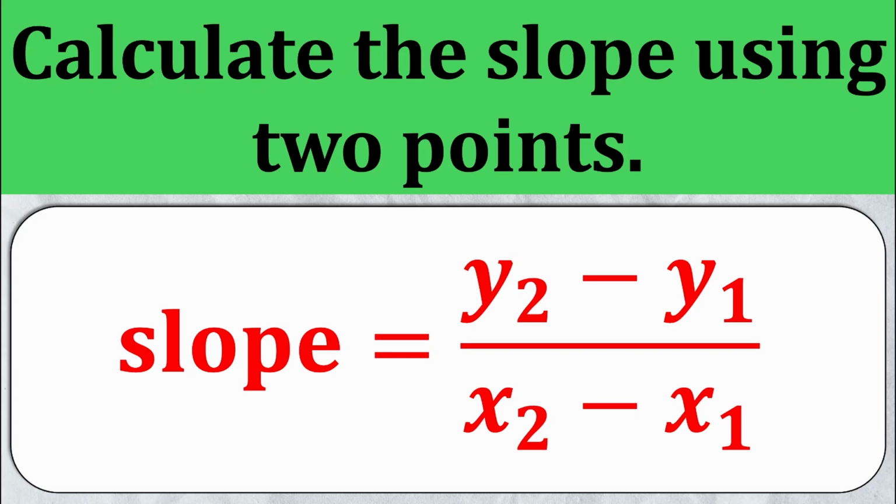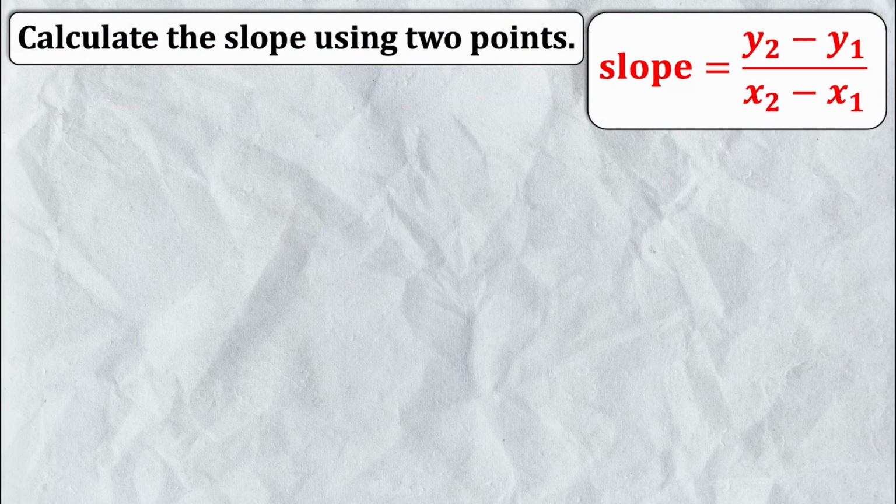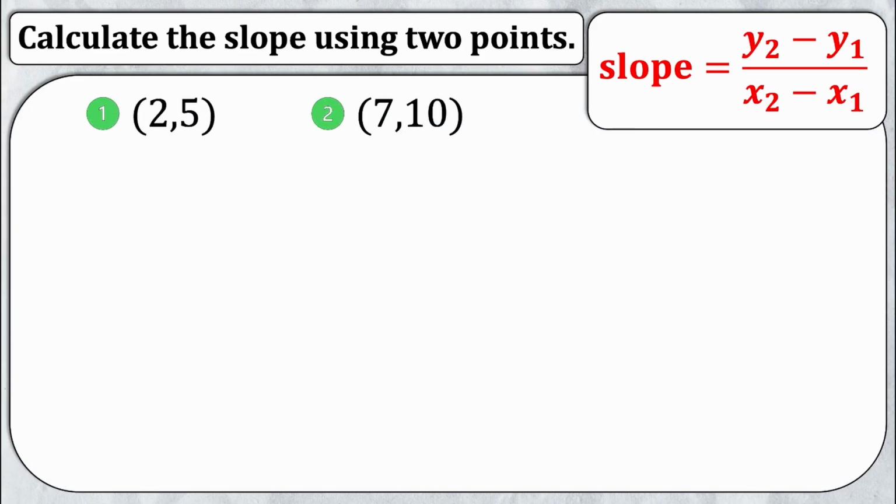In this video, we're going to learn how to calculate the slope when all we're given are two coordinates. So in the corner, you'll see that I have written the slope formula, and that is the slope is equal to y2 minus y1 divided by x2 minus x1. So let's take a look at two coordinates.